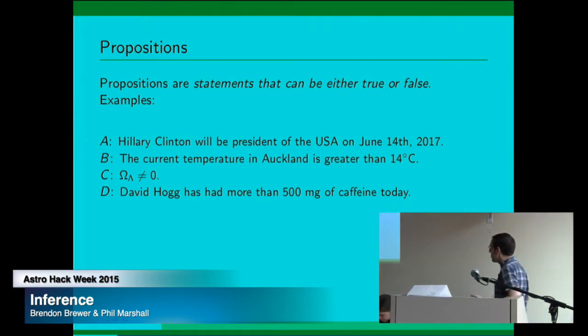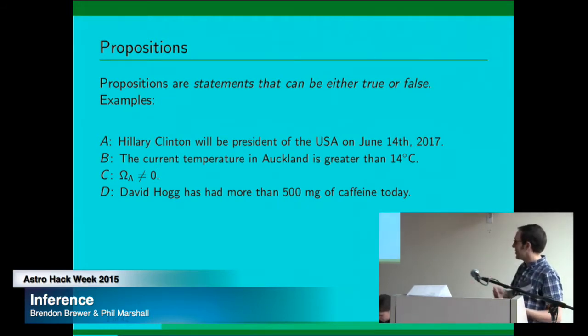Propositions can be true or false, and even ones that are axiomatic, like my proposition D here, are still propositions. What we're trying to do with Bayesian inference is reason about whether propositions are plausible or not. We're assuming that all of these are either true or false, and we just don't know which. But based on the information we have, we might think it's very likely that this is true and that that's false.